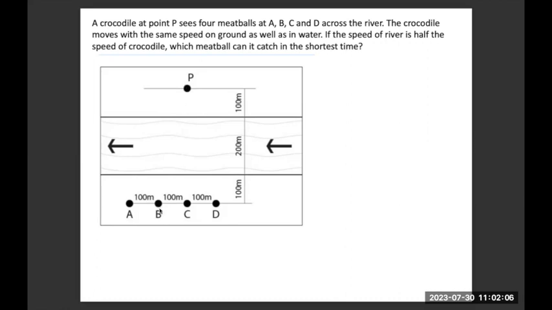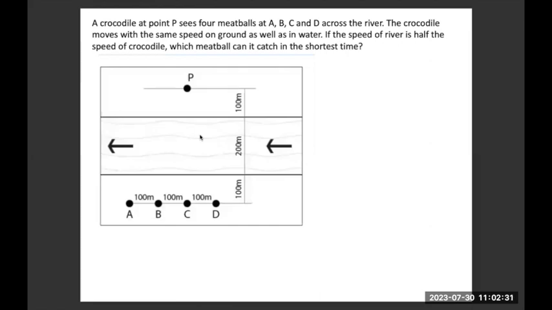What you have to find is which of ABCD, which meatball will this crocodile take in the shortest time, okay, not the maximum time. And the maximum time he can take all the 4 meatballs, but in the shortest time, which is the meatball which he will devour first, which he will eat first. What you're also given is the speed of the river and the speed of the crocodile. There's a relationship. The speed of the river is half the speed of the crocodile.